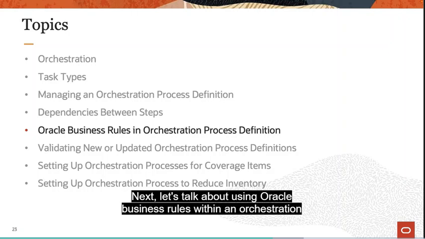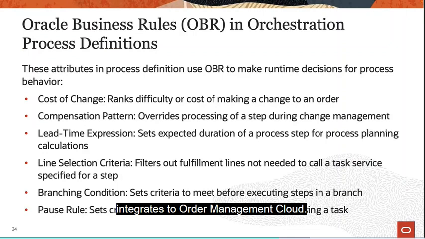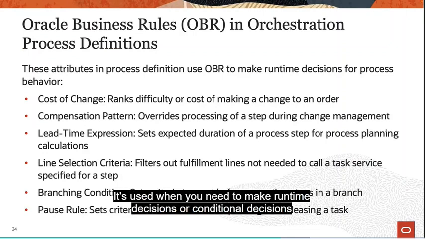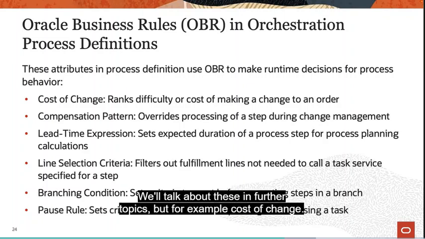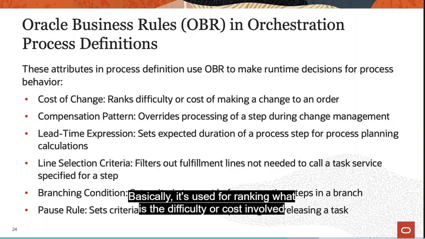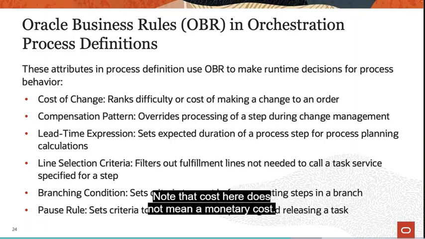Next, let's talk about using Oracle Business Rules within an orchestration process definition. Oracle Business Rules, or OBR, is an Oracle middleware tool that integrates to Order Management Cloud. It's used when you need to make runtime decisions or conditional decisions for process behavior. The slide contains bullets of some of the common components that are part of OBR. We'll talk about these in further topics, but for example, cost of change basically is used for ranking what is the difficulty or cost involved for making a change to an order. Note that cost here does not mean a monetary cost, it means what is the difficulty or risk involved against the duration or fulfillment of the line.